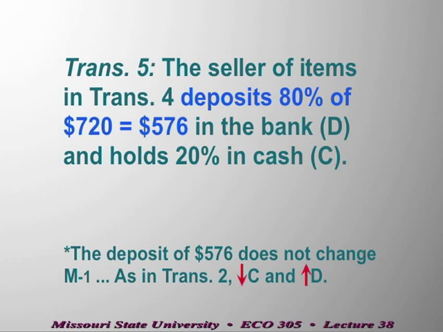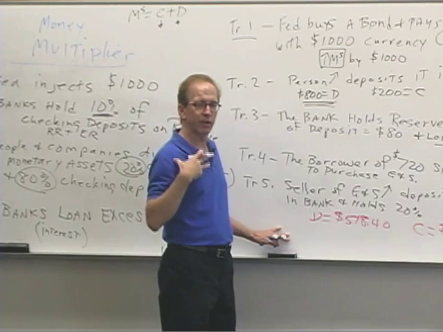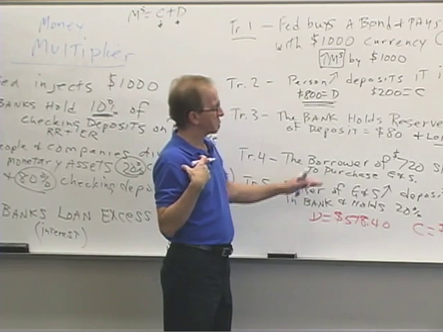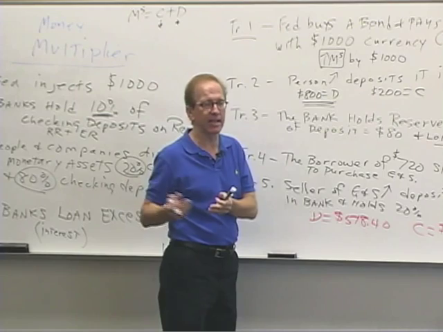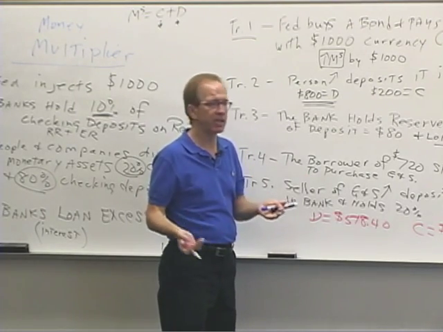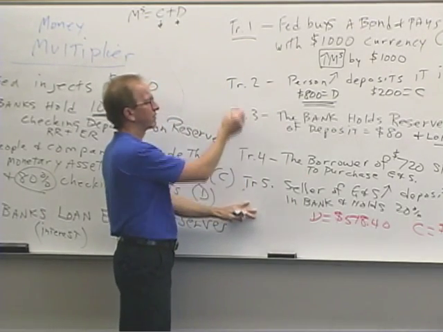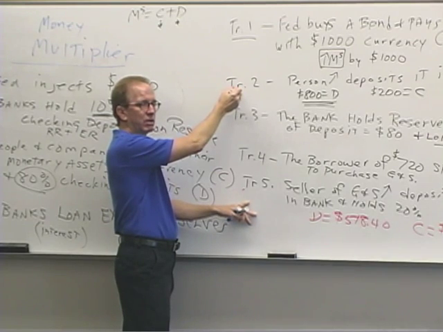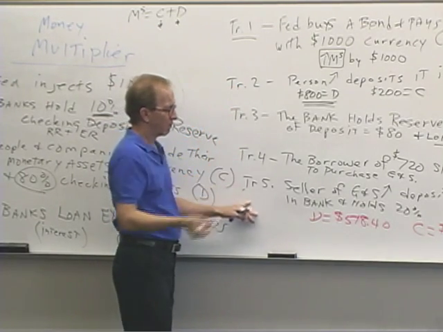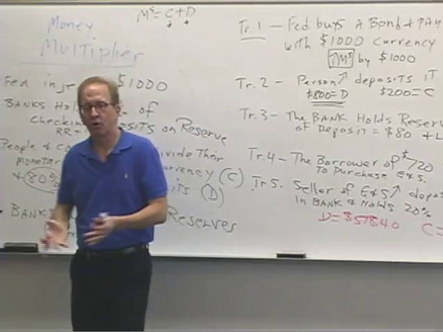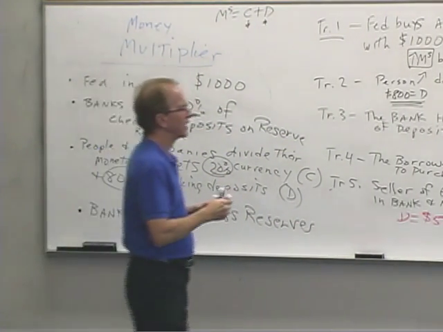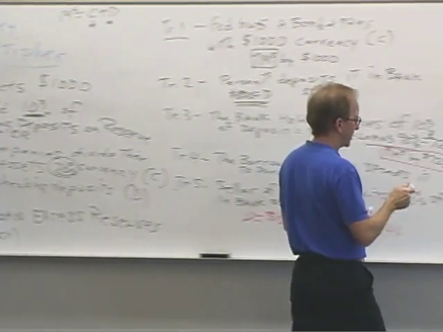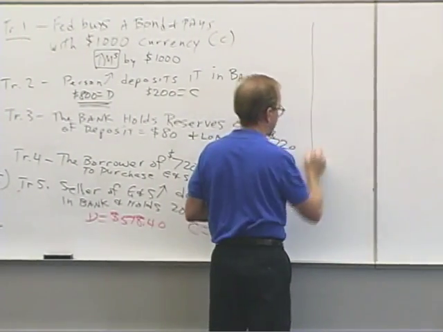What impact does this have on the money supply? I just received $720 from somebody else, and now I'm just deciding how much to hold in cash, how much to put in the bank. It doesn't affect the money supply. Transaction 5 is really like transaction 2. Okay? Where all I do is decide how much to hold on to and how much to put in the bank. So no effect on the money supply.